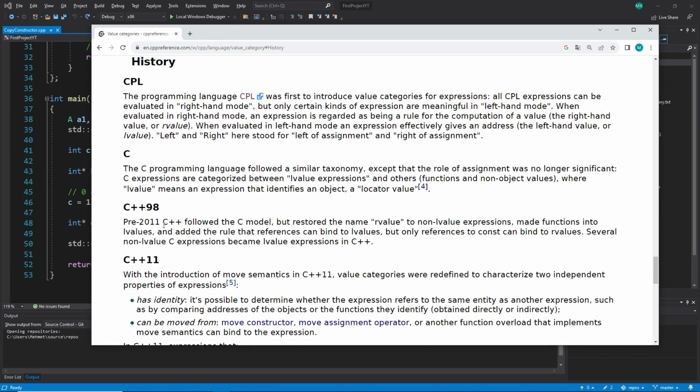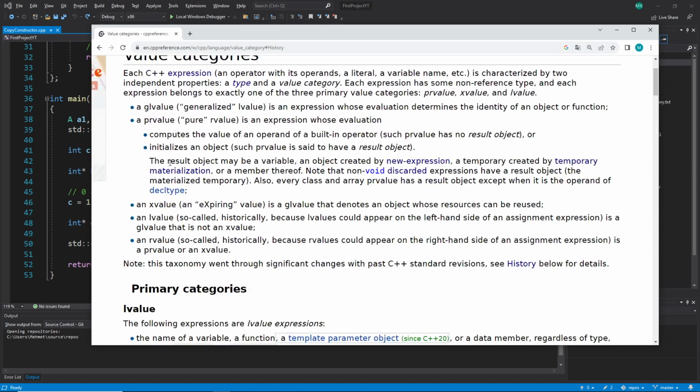So let's read this here. It says pre-2011 C++ followed the C model, which means they took more or less all that they have, but restored the name R value. Instead of using the word others with functions and non-object values, they use R values again for non-L value expressions. So you can see in C++ 11 we have L values and R values again. Careful, this R value is not the R value which we have today. Today we have two kinds of R values: one is called PR value, and the other one is just called R value. Careful, it is not this one here. The R value they are talking about is actually this one here, the pure R values.